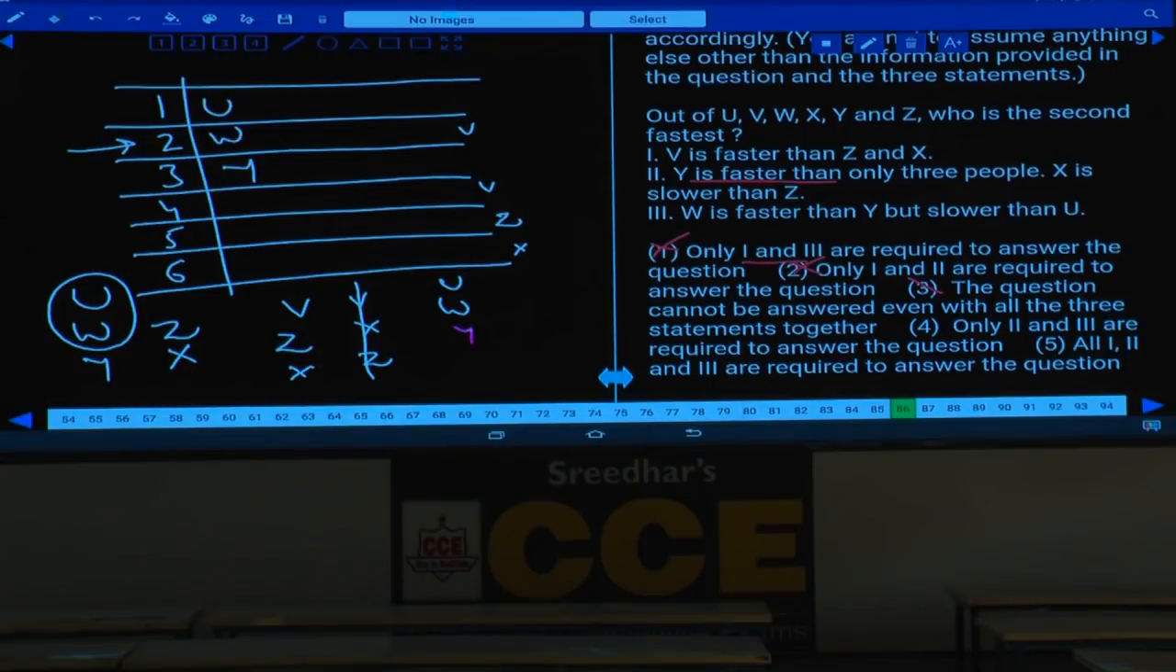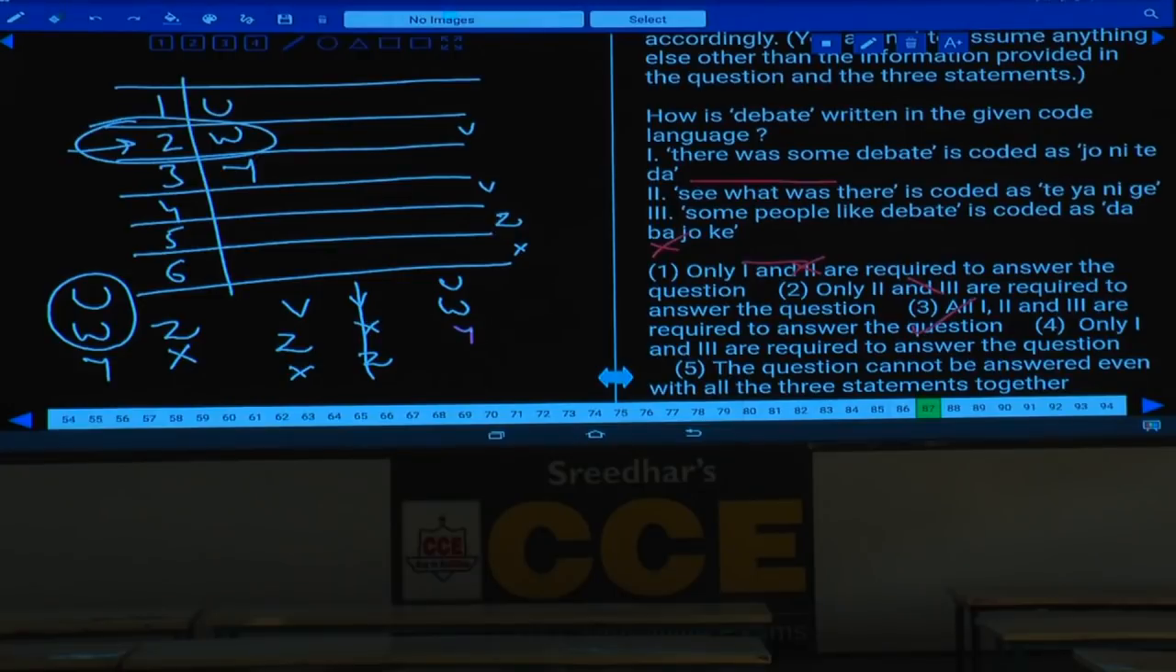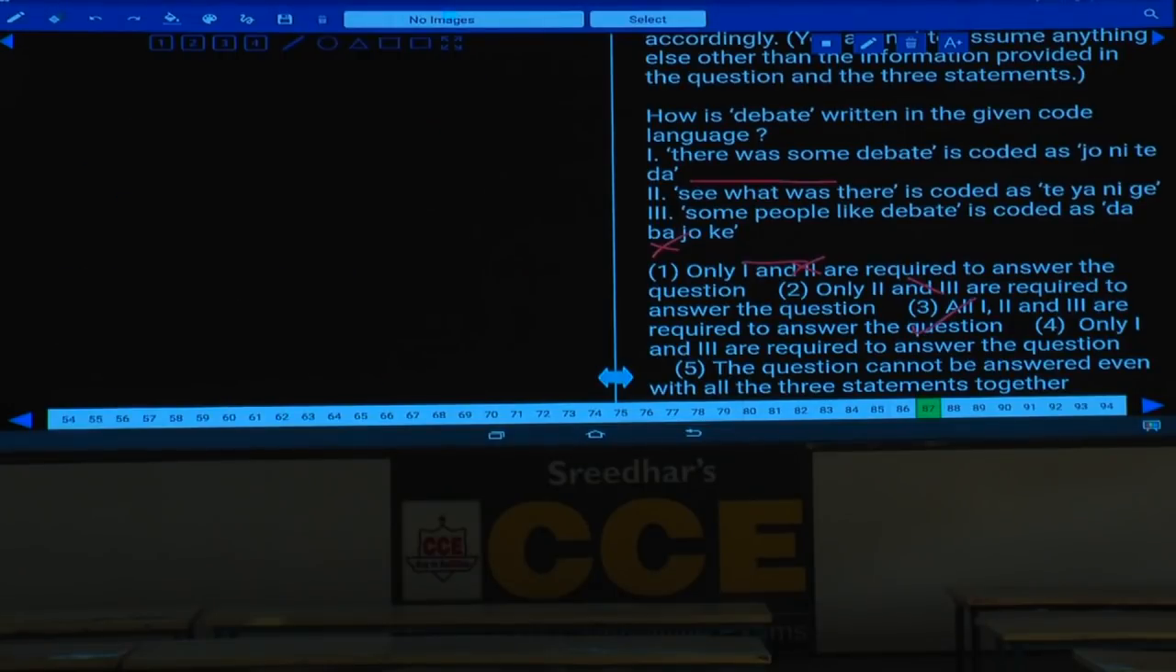U and W in the same order. Am I getting the answer or not? What is the answer I am getting here? Who is the second fastest? W is the second fastest. Then which statement is required? 2 and 3 are sufficient to determine the answer. Done with this? Hence choice 4. Then question number 86, choice 4.